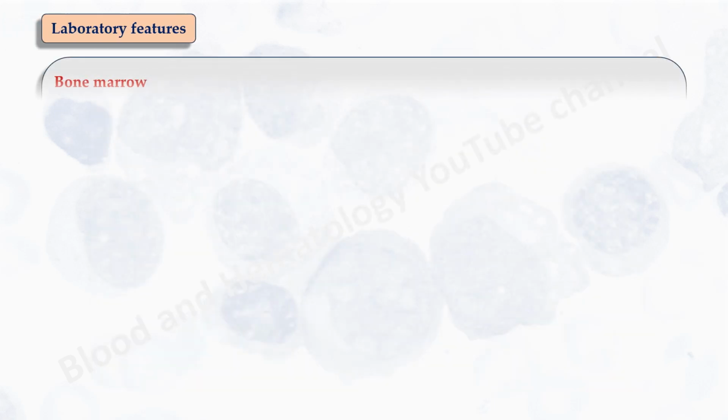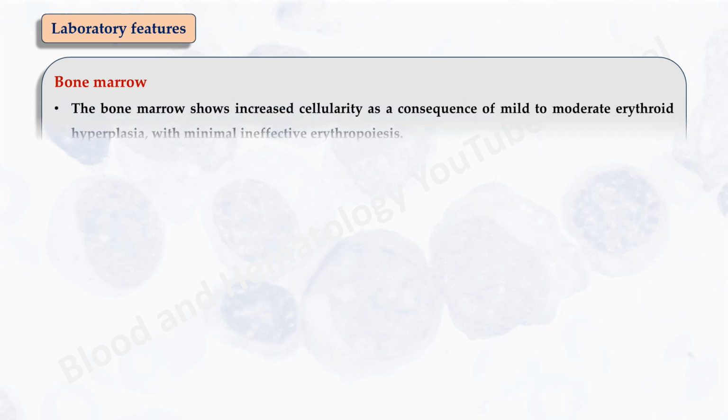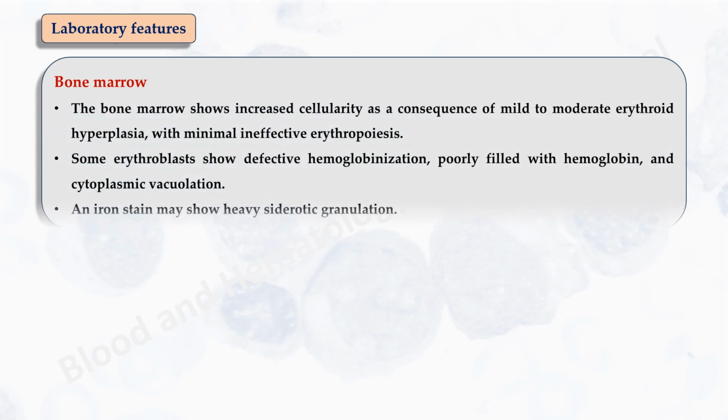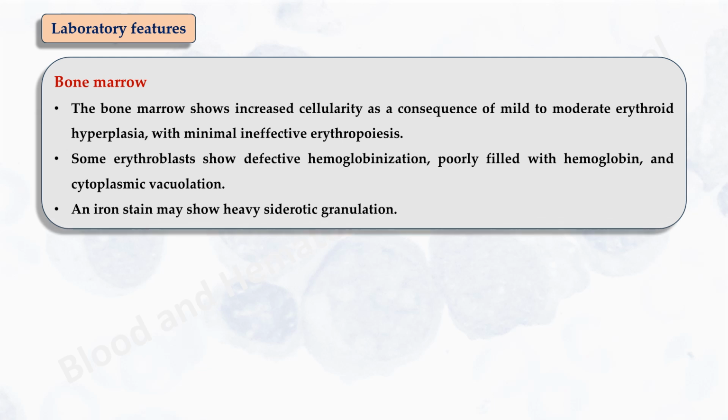The bone marrow shows increased cellularity as a consequence of mild to moderate erythroid hyperplasia, with minimal ineffective erythropoiesis. Some erythroblasts show defective hemoglobinization, poorly filled with hemoglobin, and cytoplasmic vacuolation. An iron stain may show heavy siderotic granulation.